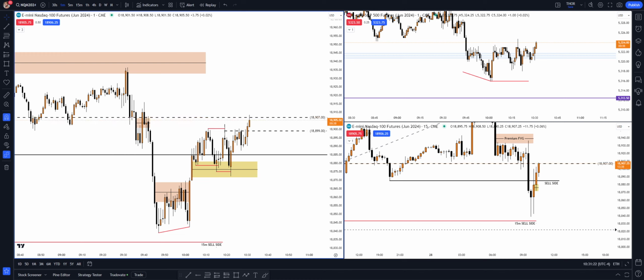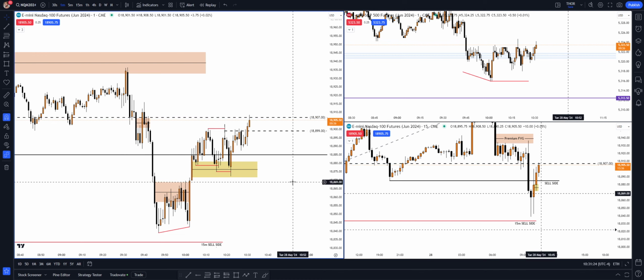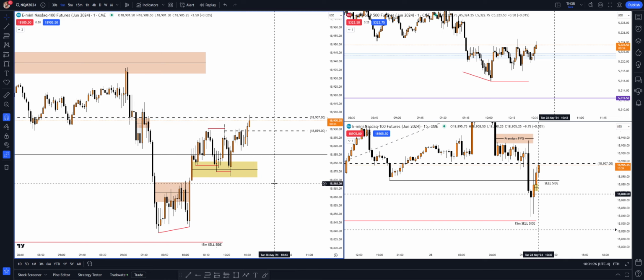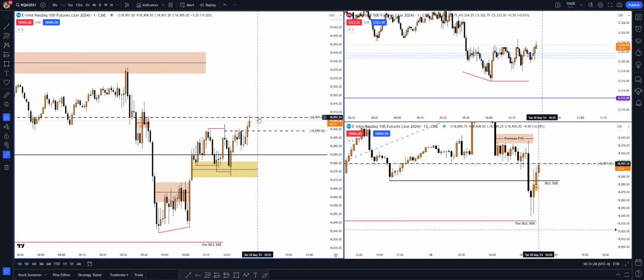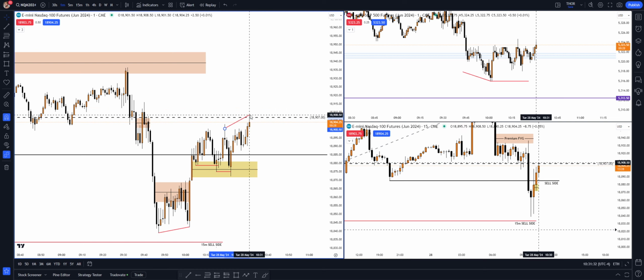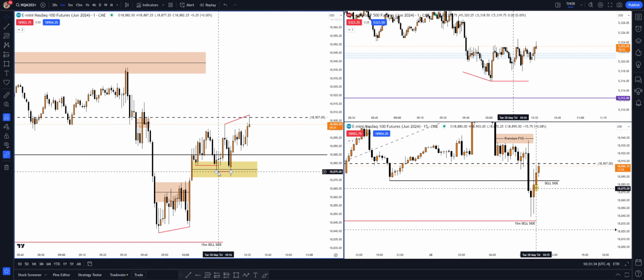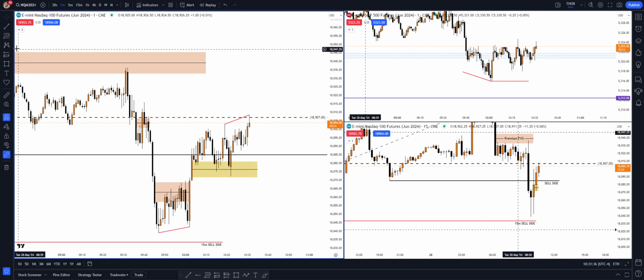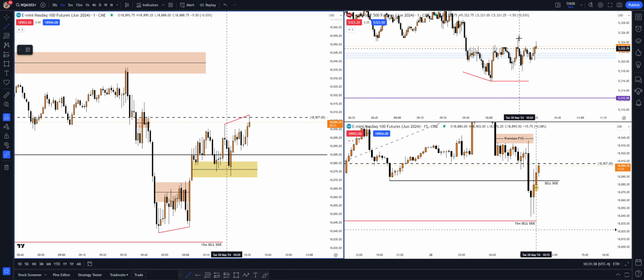My old friend oil. All right, Nasdaq at range EQ. Potential SMT divergence here. This is the last resort.